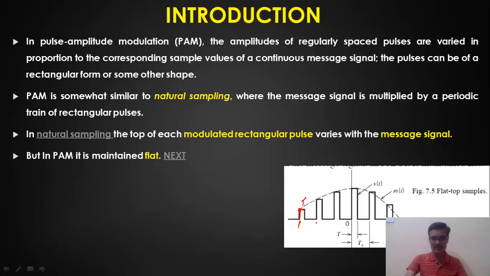And I take one more sample at this time instant, and the top is maintained flat over the time interval of t seconds, the pulse width, as we say. Then again I take a sample over here and maintain a flat top for a certain time interval. Then again it goes to 0. You take the sample at that instant of time and again it goes flat. So this method of sampling is called flat top sampling.